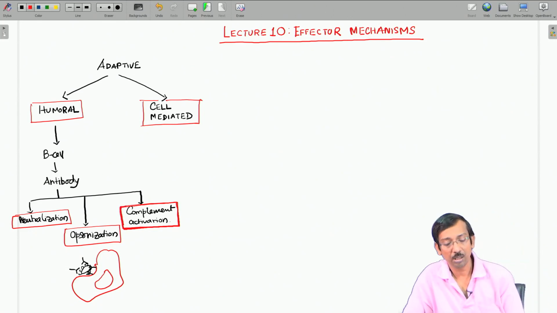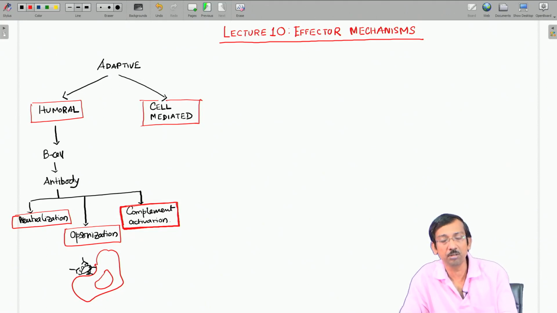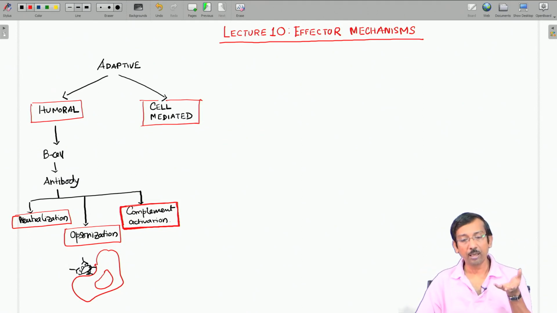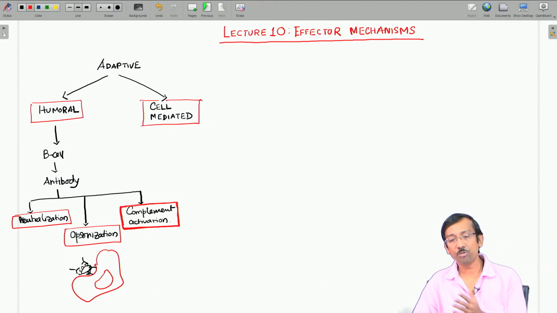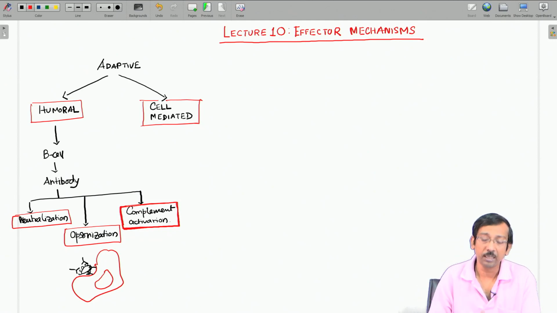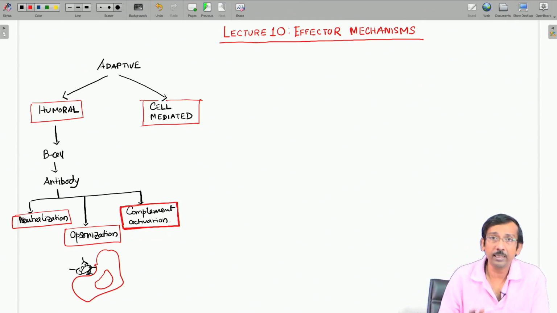These complements are one of the very important effector pathways of the immune system. They belong both to the humoral branch, the adaptive branch, as well as to the innate system. So, there can be complement activation which is antibody dependent, and there can be antibody independent complement activation. We will discuss the complements in great detail in our upcoming lectures, but for the time being, let us know that complement activation is one of the important functions carried out by the antibodies.